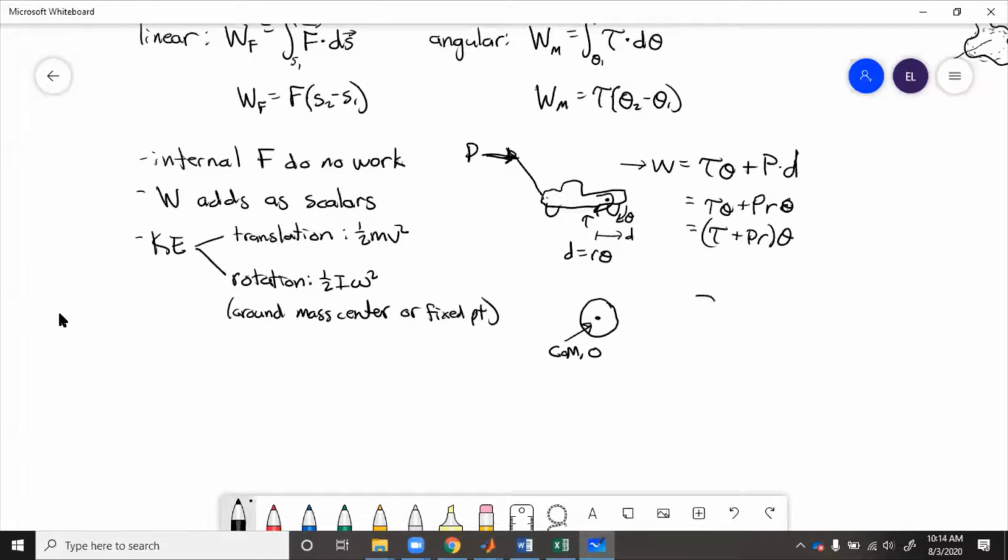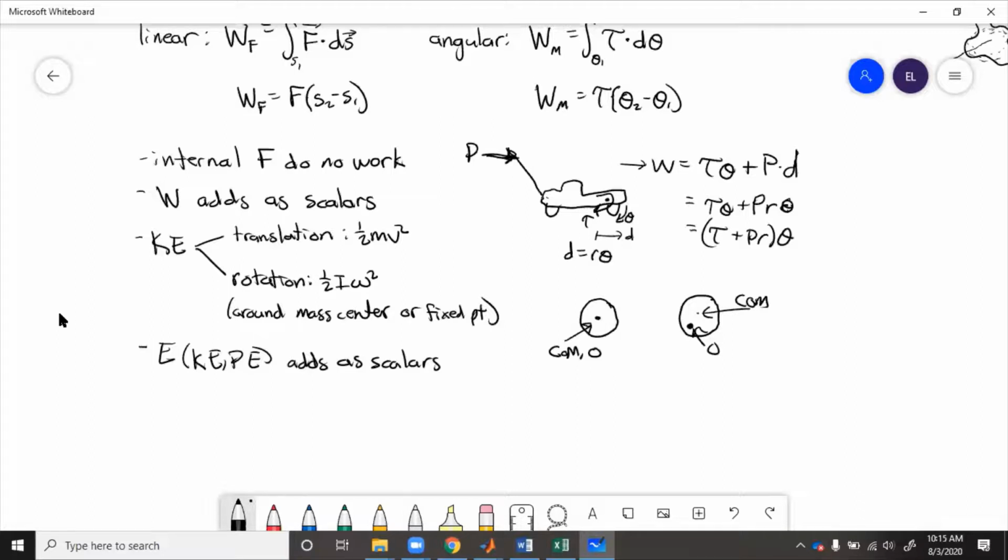Now, if you have something else, like it's actually spinning around this point, it's off center, then this is the mass center. This is the fixed point. So when you're calculating kinetic energy, always do it around either the center of mass or the fixed point. Now, energy also adds as scalars, just like we did for particles, so we can add them. We just have to make sure that we get the signs right. So generally, energy is going to be positive unless it's potential energy that's below the origin, in which case it would be negative.